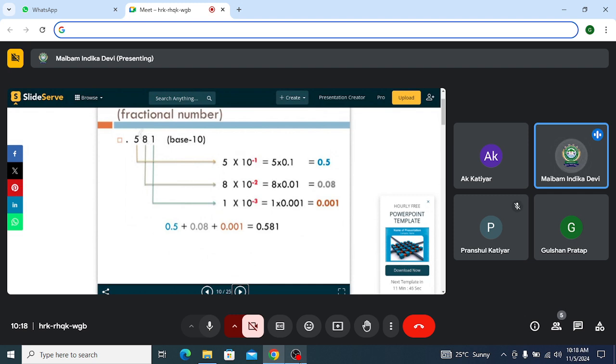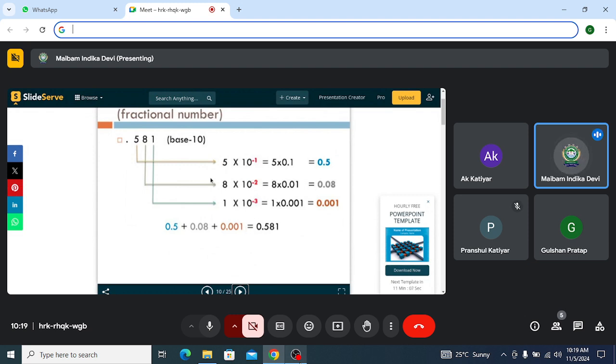Suppose this is the only number being given, 5 is the most significant digit. The leftmost will always be the most significant digit, and the rightmost will be the least significant. So -3 and -1, which has more significance? -1. Okay, -3 has lower significance. The process is the same. So 5 into the base 10, 5 into 10 to the power -1, 8 into 10 to the power -2, 1 into 10 to the power -3. You add it up and you write the value.